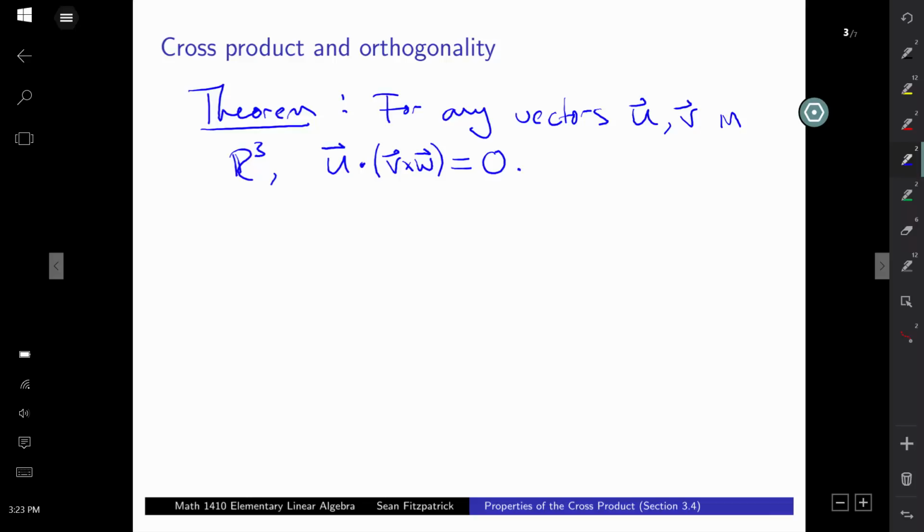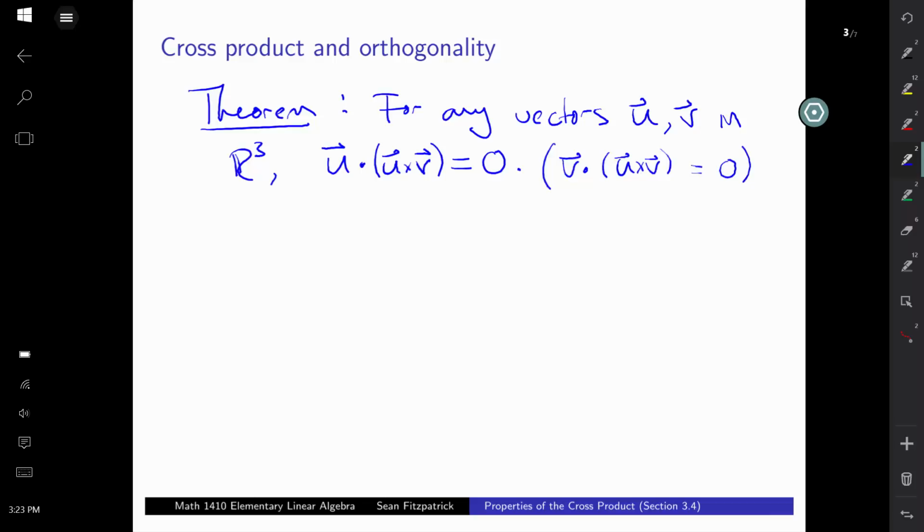Oh my, sorry. Not v cross w. Getting ahead of ourselves. That's certainly not true. What's w? No, w is u. U cross v. There we go. So u is orthogonal to the cross product involving u. And similarly, of course, you could also say that v is orthogonal to this cross product as well. We will just prove one of them because the argument for the other one is basically identical.